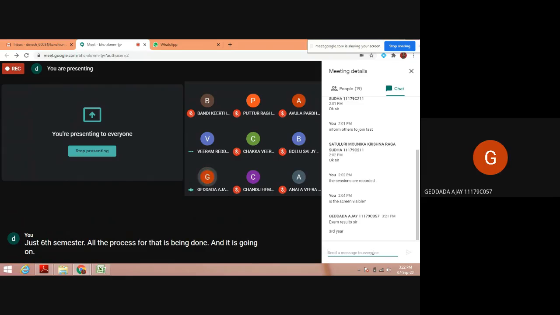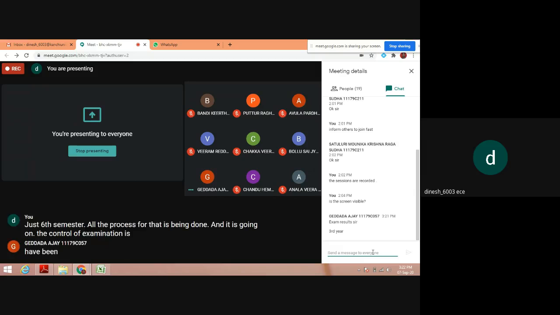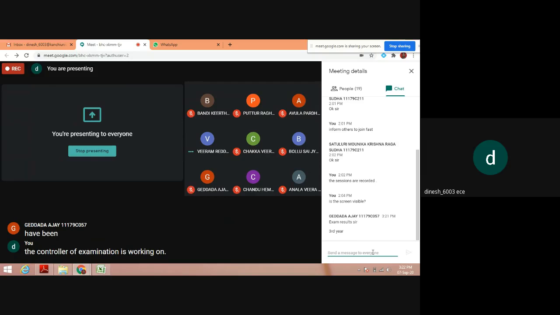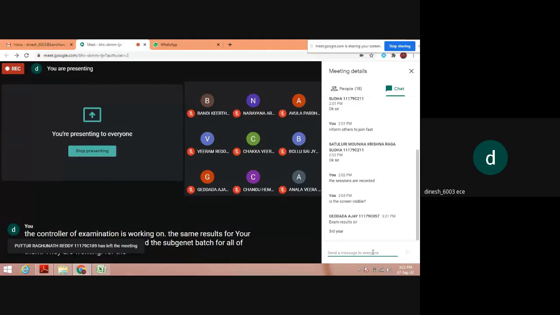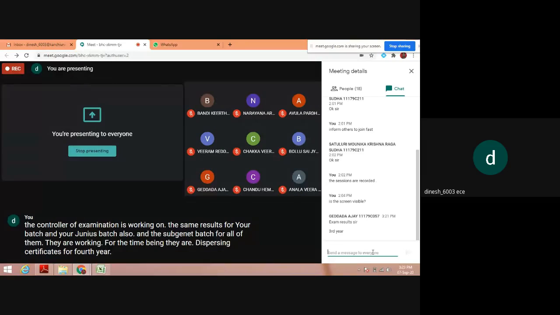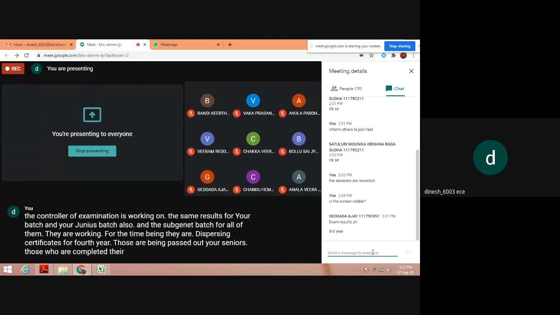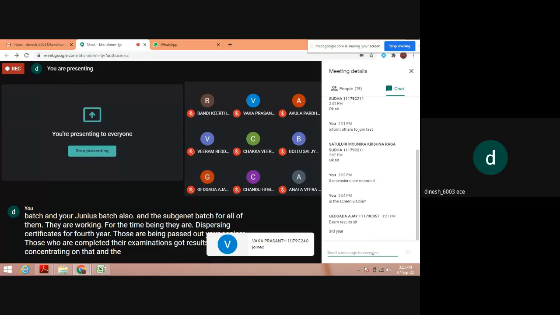The controller of examination is working on the same results for your batch and your juniors' batch also, and the sub junior batch. So for all of them, they are working. For the time being, they are dispersing certificates for fourth year, those who have passed out, your seniors, those who have completed their examinations and got results. They are more concentrating on that, and the work for your results.